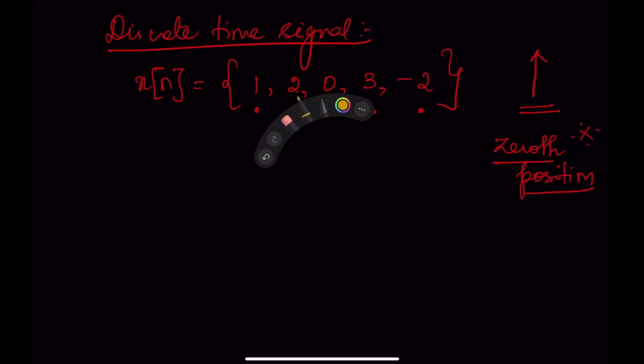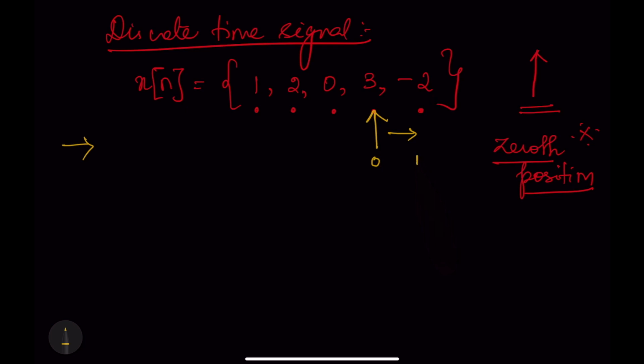Now, let me plot the signal. For example, the arrow mark is given here. So this arrow mark indicates the 0th position, which means at the 0th position, it takes the value 3. And to the right hand side, it carries positive values. So in the place of 1, it takes the value minus 2. And again, in minus 1, it takes 0. Minus 2, it takes 2. And minus 3, it takes 1. So now let me plot the signal.